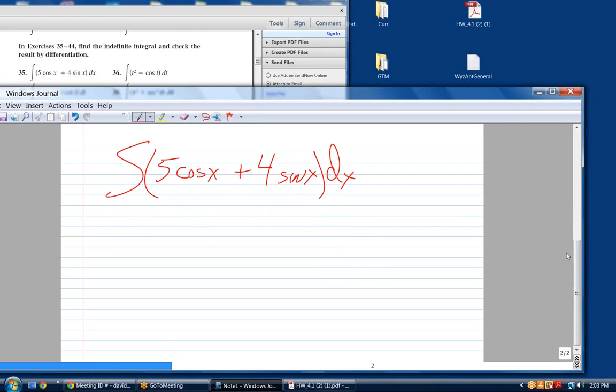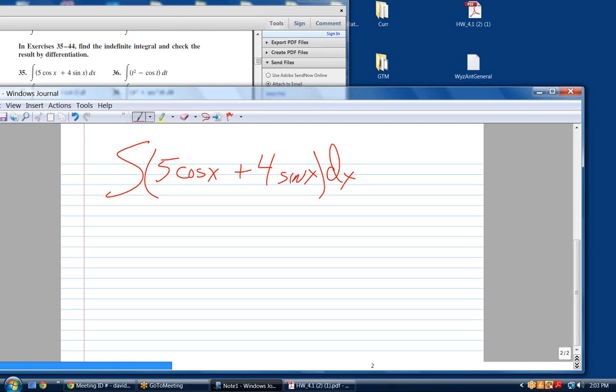5 cosine x plus 4 sine x. The integral of cosine and sine. So we'd have to know the trig derivatives to do this, wouldn't we? Yes. And these are definitely 2 that you want to memorize. If you memorize any 2, these are the 2 you want to know. What's the derivative of sine and what's the derivative of cosine?